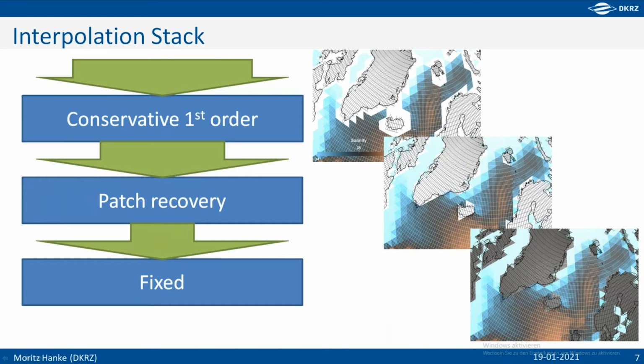Any interpolation in YAC consists of such a stack with at least one method. The user can select the number of interpolations within the stack, and he can freely select any of the available methods for each stage of the stack.